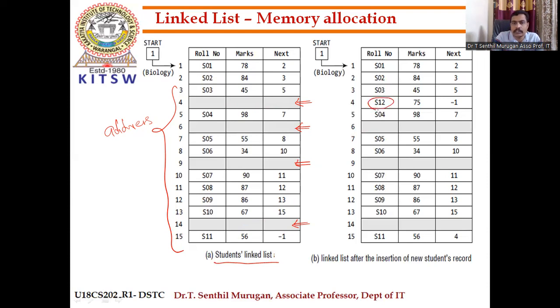So in this lecture, you already know how to store it. Initially, the roll number and marks are stored. These two are the data items.